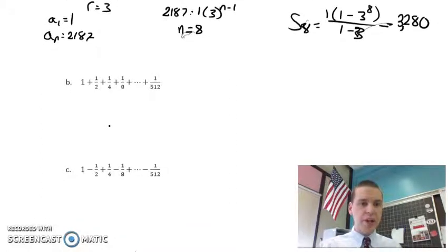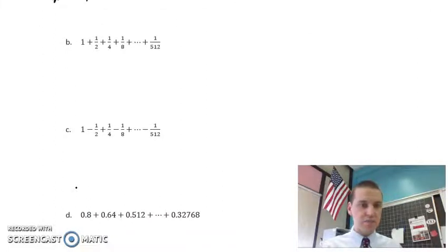I'm going to move quickly on this last one only because time's running out here. Let's actually move right on to C. You guys can try B. So notice that our first term is 1. Our ratio, notice that the denominator is multiplying by 2 and the signs are switching. So we're going to go negative 1/2. We have to find what term 1 over 5/12 is.